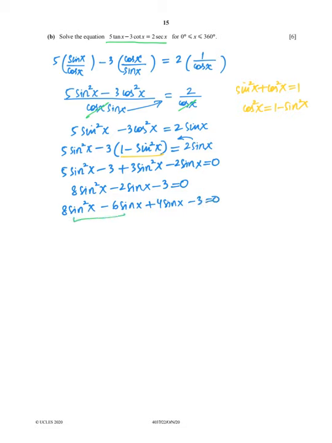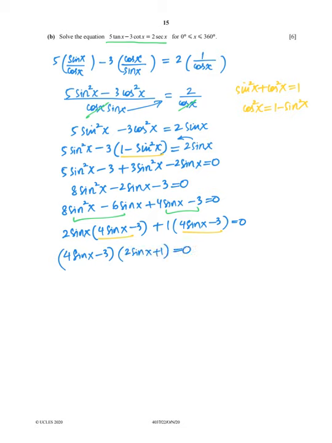We need to take common here, so that will be 2 sine x. Inside the bracket, it will be 4 sine x minus 3. Again, we need to take common in these two brackets, and that is simply 1. And inside the bracket, it's 4 sine x minus 3 equals 0. Both of the brackets are the same, so we take common here. So it's 4 sine x minus 3, and the leftover part is 2 sine x plus 1 equals 0. Both brackets are multiplying and equal 0, so we need to equate them to 0 one by one. So 4 sine x minus 3 equals 0, and 2 sine x plus 1 equals 0.